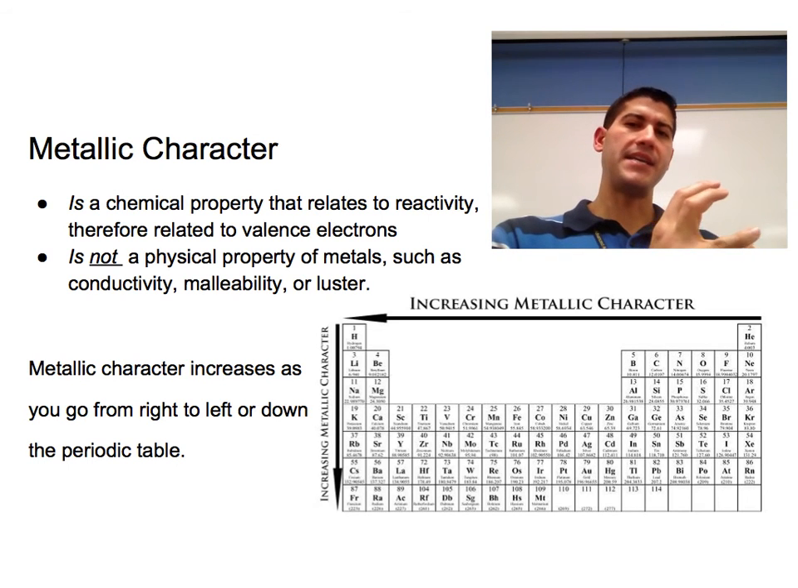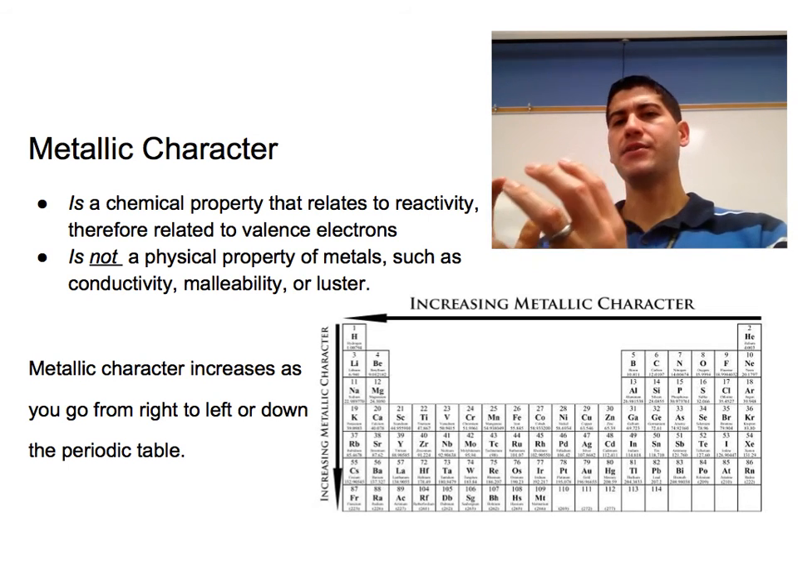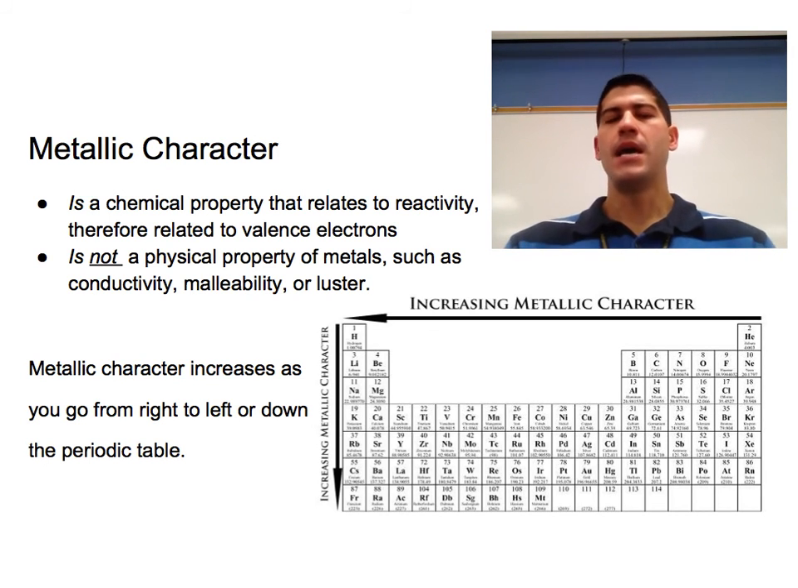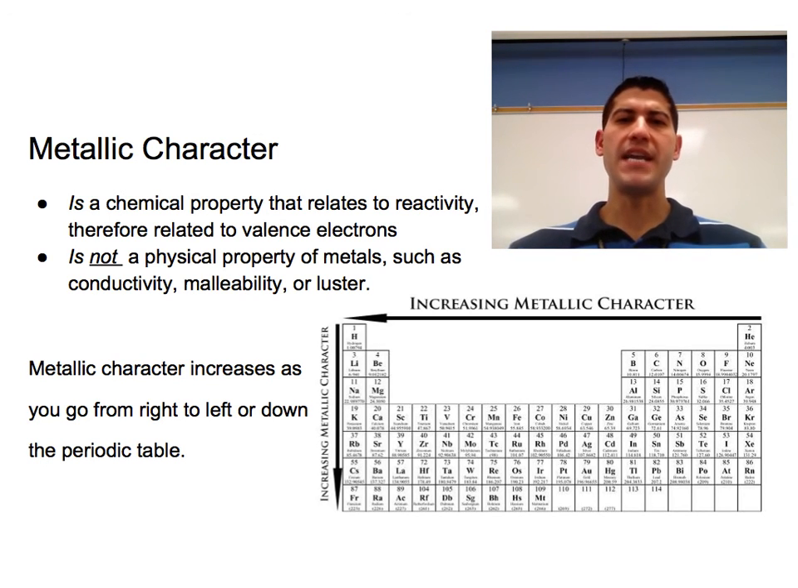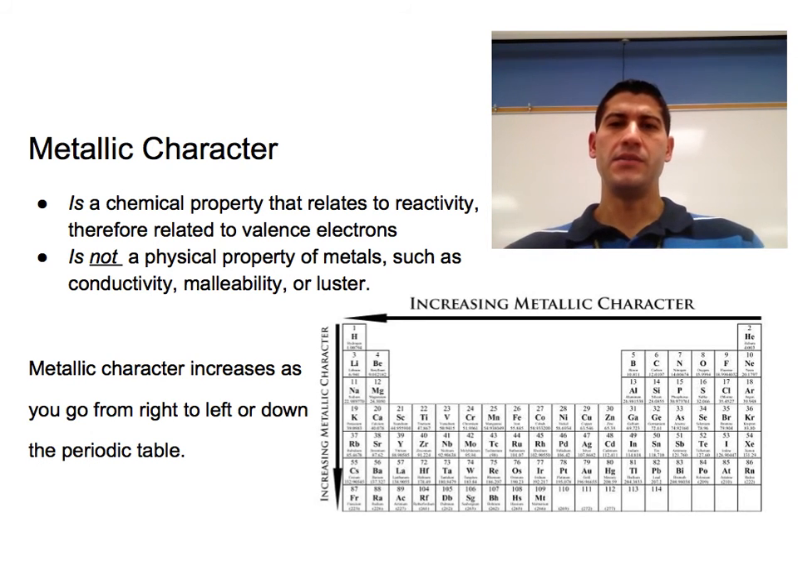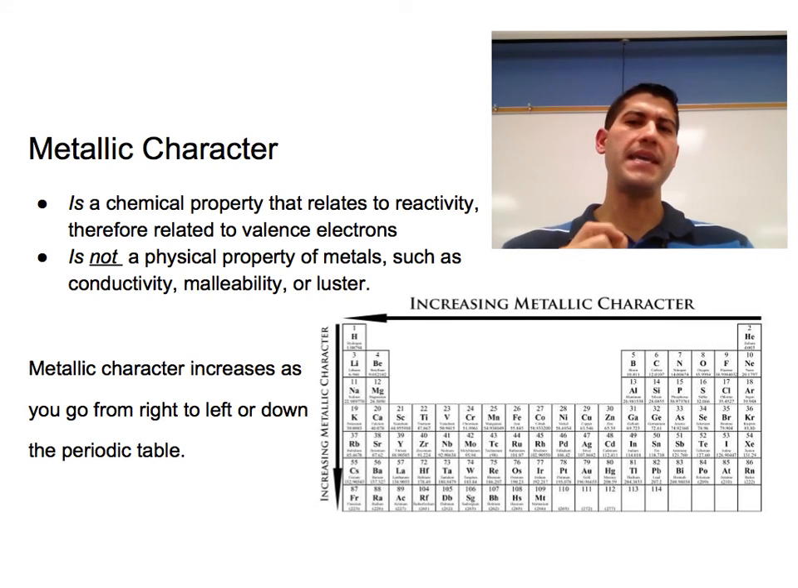Together, ionization energy and electronegativity determine the metallic character of an element. Again, we're not talking about how shiny the element is. We're talking about a type of reactivity. So metallic character is related to valence electrons and how easily an element loses them.